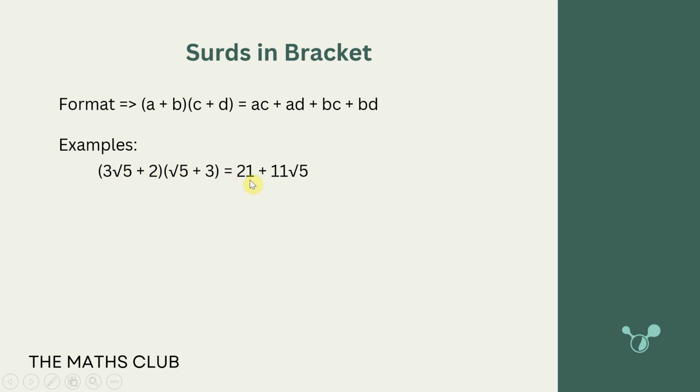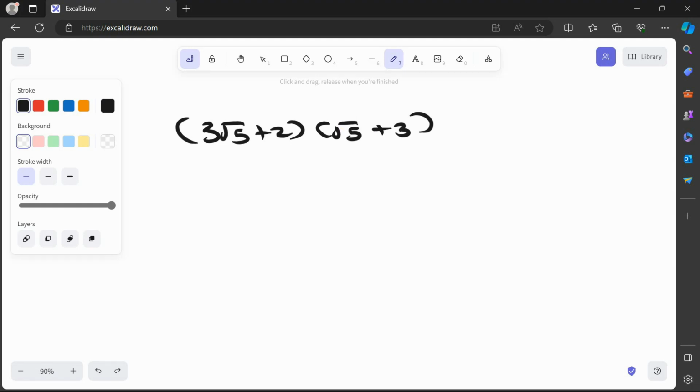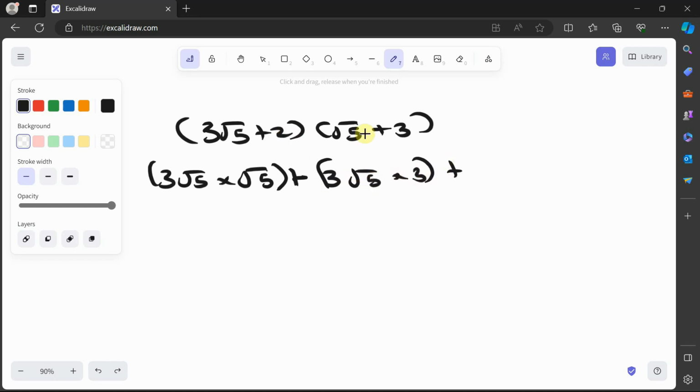Let's now solve it together. If we're going to be following that format, we're going to be saying 3 root 5 times root 5 plus 3 root 5 times 3. Let's put them inside the bracket so that we don't confuse anything. So this will be 3 root 5 multiplied by 3, plus 2 times root 5, plus 2 times 3.